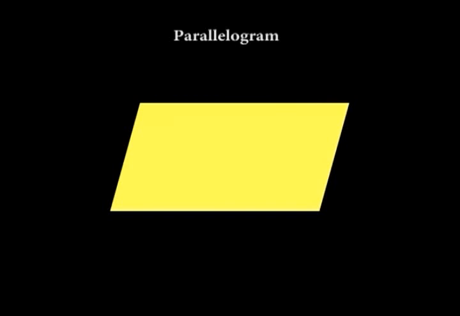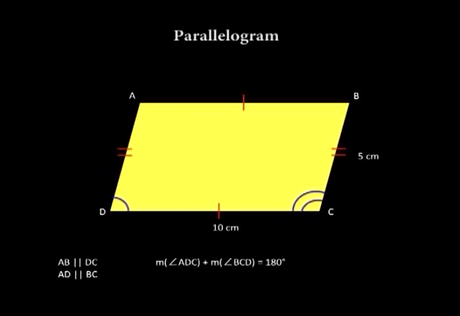The area of a shape is a measurement of the region bounded by a closed plane, or in other words, the area within the lines of a shape. This is a parallelogram ABCD. Based on our definition, AB and DC are parallel. We also know that AD and BC are parallel. Another feature of a parallelogram is that adjacent angles are supplementary, or add up to 180 degrees. So angles ADC and BCD are supplementary.